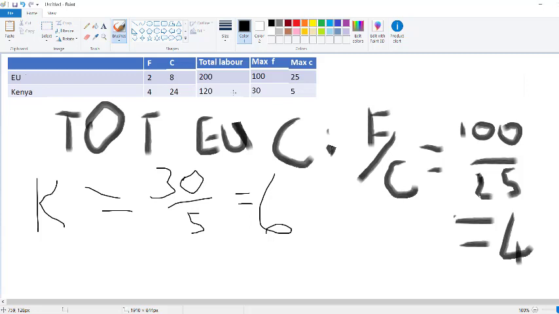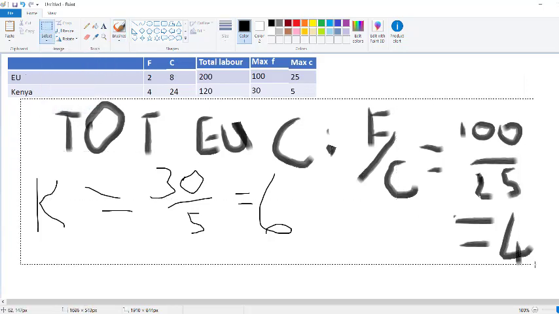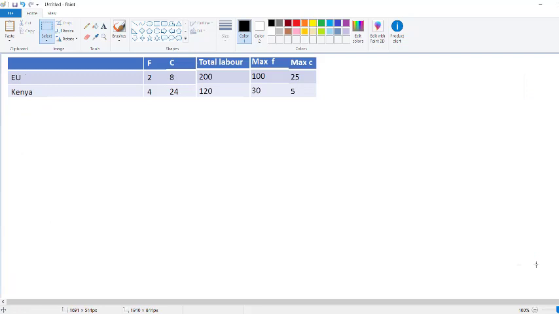So this is not exactly what we're doing here. We want to draw this information. So we want to draw PPCs. We need the terms of trade. So remember the terms of trade, just for interest's sake, I'm going to put it here on the side.